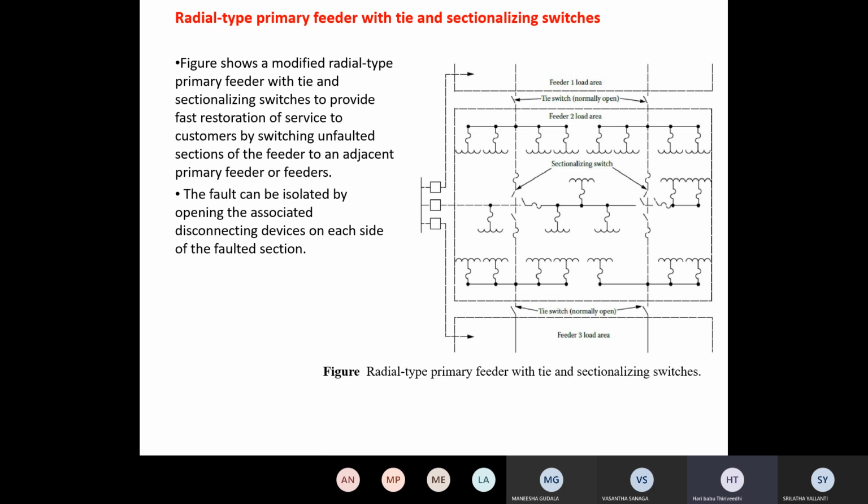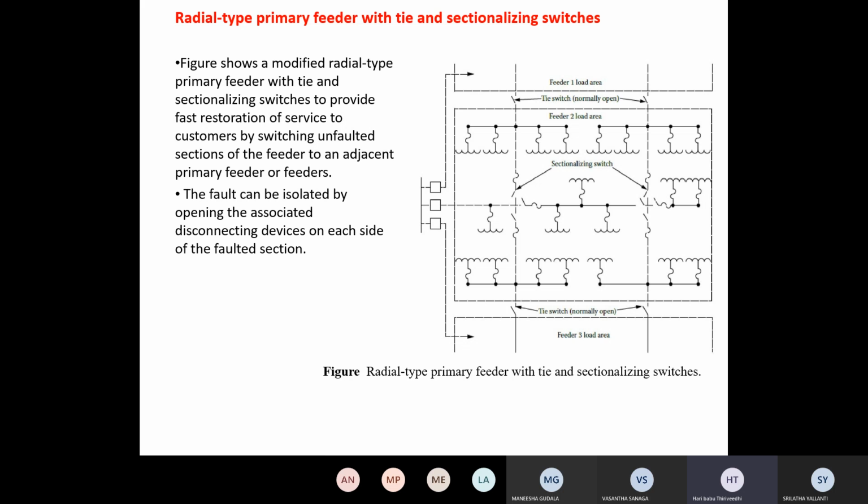So this is the radial type primary feeder with the tie and sectionalized switches. It is not very economical, because so many switches are used, that's why cost wise it is more. But we have to provide continuity of power supply, and it provides more reliability compared to the radial primary feeder, but cost wise is more, that's why we go for another one.